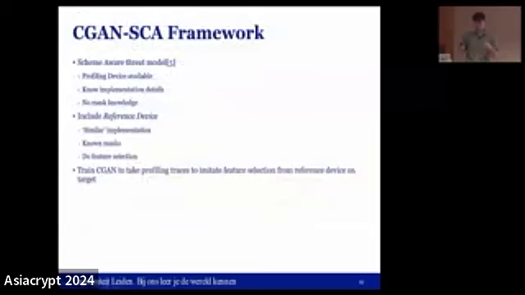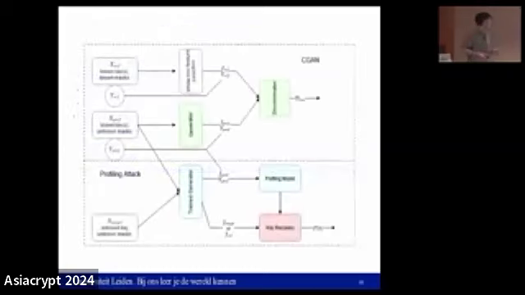So our framework is then in the scheme-aware threat model. We include the reference device with no masks, and we train the CGAN to take profiling traces as input, as opposed to noise, and we imitate the feature selection from the reference device on the target. So more concretely, at the top we do reference. We have the reference device with no mask. We do white box feature selection in some way. We then take the profiling traces and use the generator and discriminator to train a feature extractor for the target device, which we can then use, in the bottom, to just do a conventional profiling attack on the extracted features using the generator.